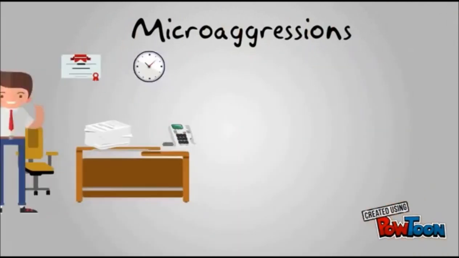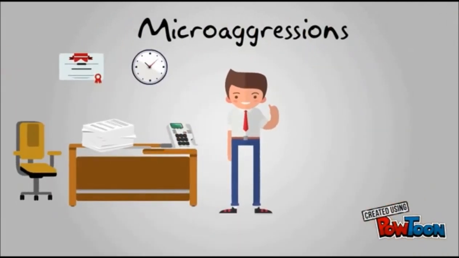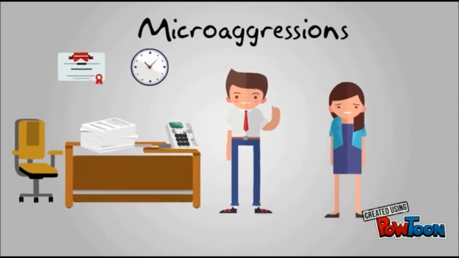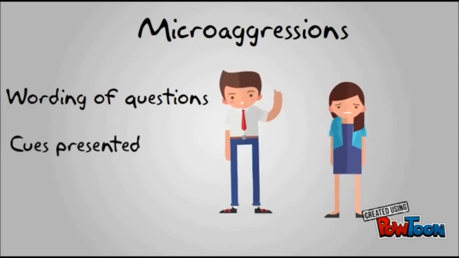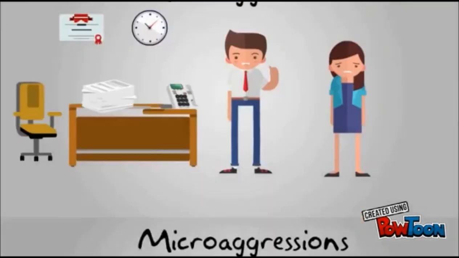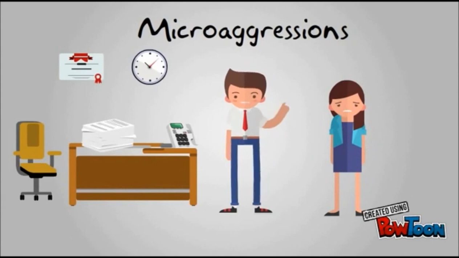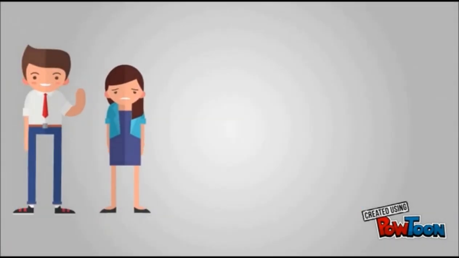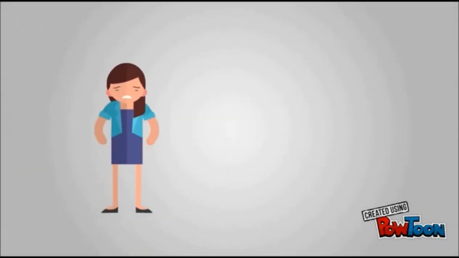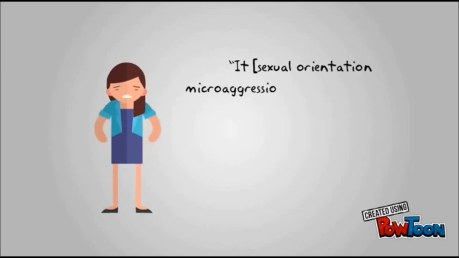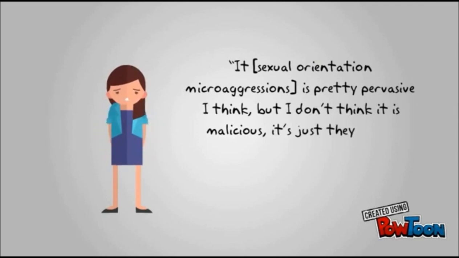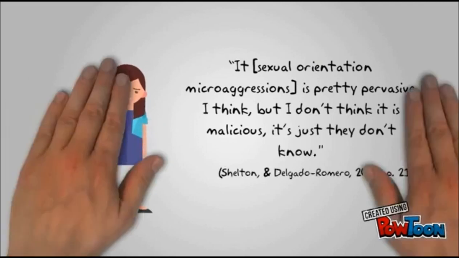Microaggressions are described as any verbal or non-verbal behaviour that communicates derogatory messages towards LGB clients within psychotherapy. This can be demonstrated through the wording of therapist questions, the cues they present, and potentially through their body language. For example, a psychologist may change their physical demeanour or posture when a client discloses that they identify as LGB. Microaggressions are often communicated by therapists unconsciously and free from ill intent, highlighted through the experiences of an LGB client who stated that it is pretty pervasive, I think, but I don't think it's malicious, it's just they don't know.